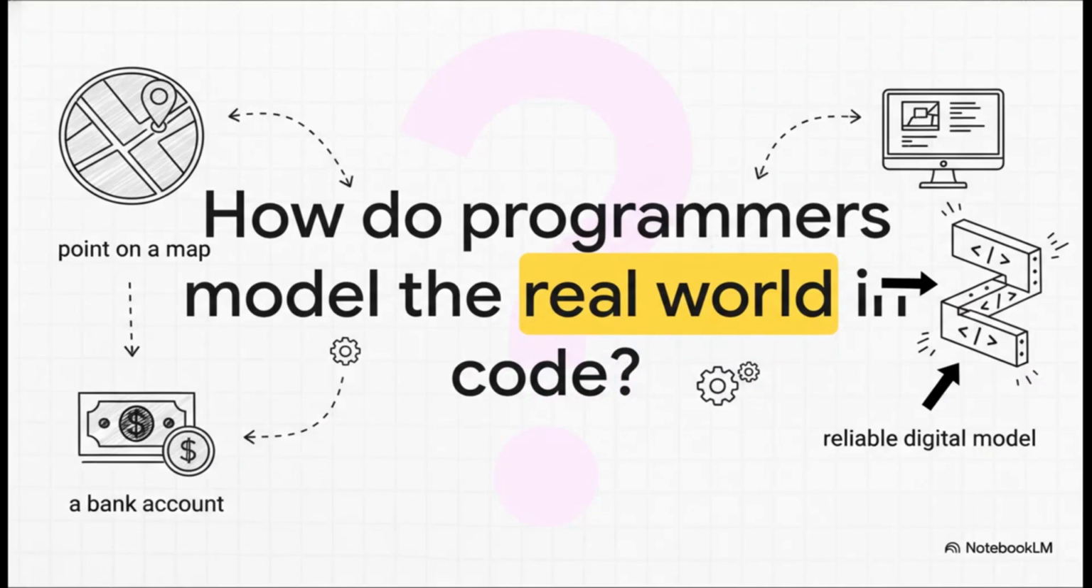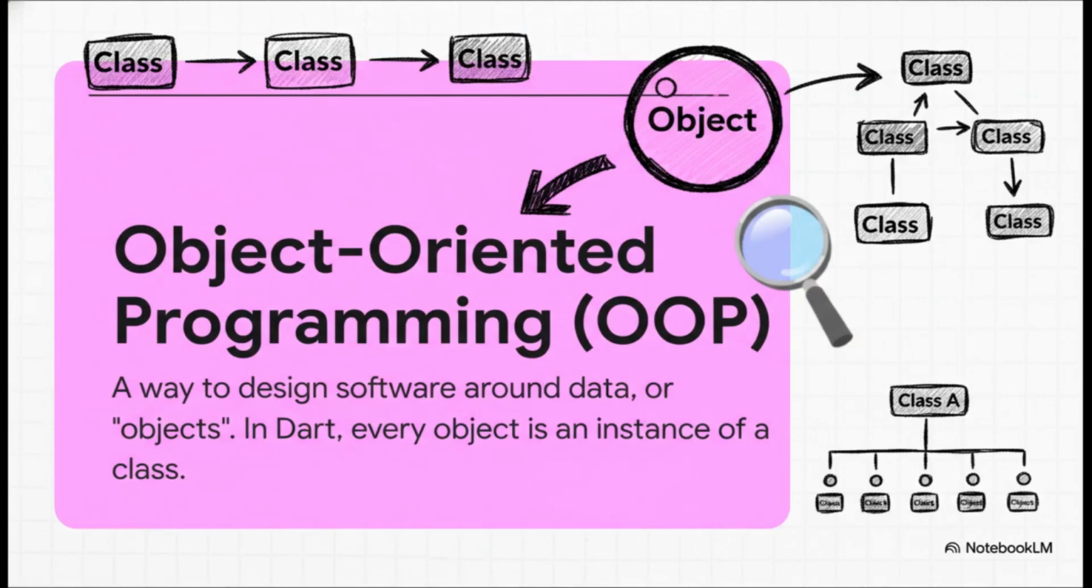So let's kick things off with a challenge that every single developer runs into. How do you take something from the real world, like a point on a map or a bank account, and build a solid, reliable digital version of it inside a program? Well, a really popular way to do this is with object-oriented programming. It's all about designing your software around these objects. And in Dart, this is absolutely fundamental.